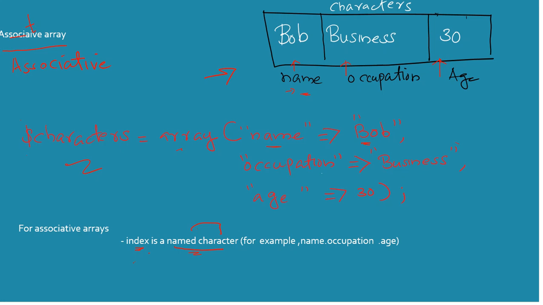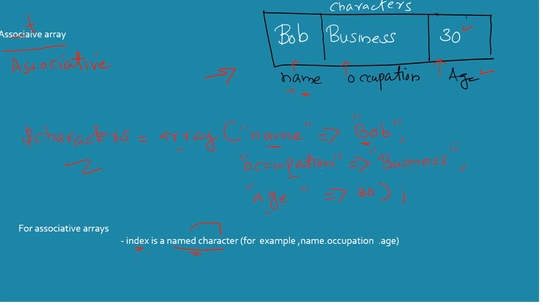You comma separate it. Then the name of the second index is occupation. Then this is a special symbol, something you can read as "gives". Occupation gives business. So business is going to be the value inside the index location that is named occupation. And the third location is named age, that gives 30. 30 may be the value inside the memory location which is named age.